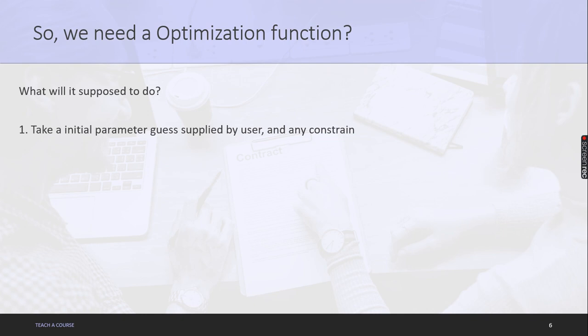Primarily, what is the expectation? It will take some initial parameter guess. So any optimization algorithm will need some guess values that we have to provide, and some constraint. Constraint means the final solution for those unknown things.